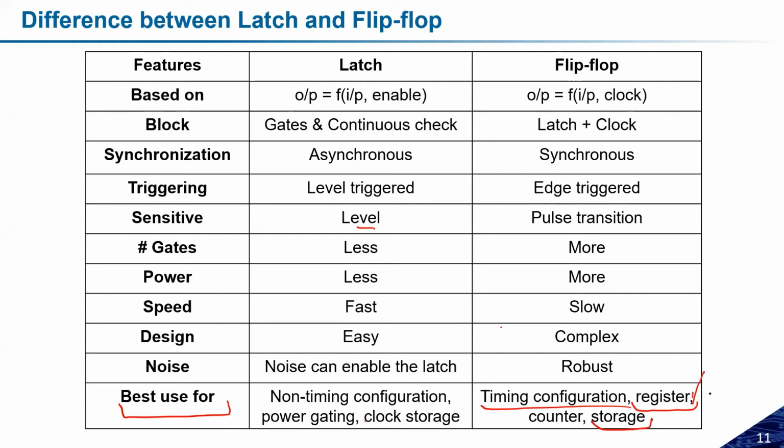A register is nothing but a group of flip-flops that can store more than one bit of data. And the counter can count the clock pulses, because it deals with the clock, so you can count the number of clocks. So the counter is also one of the important things. These are some of the differences between the latches and the flip-flops. Now let us move ahead with the next thing, which is the different kinds of flip-flops.